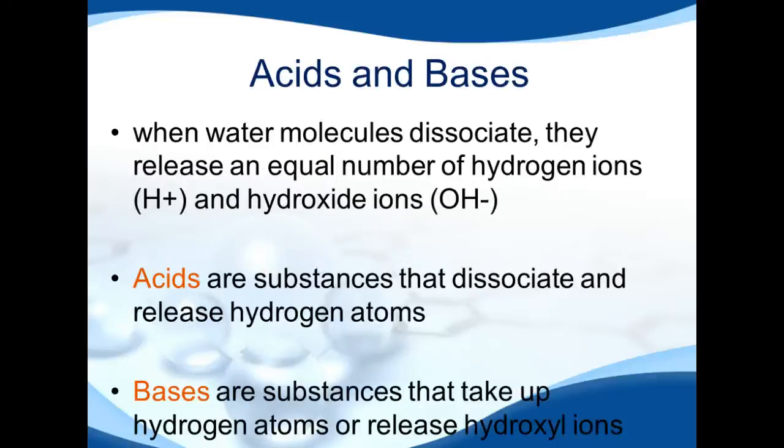Another thing that we have to consider, which is going to be important when we look at the different systems of the human body, are acids and bases. When you take water molecules and you dissociate them, or break them apart, they release an equal number of hydrogen ions, represented by a little H with a positive charge, and hydroxide ions, which is OH with a negative charge. Acids are substances that, when they dissociate, release lots of hydrogen ions. Bases are the opposite. These are substances that take up hydrogen ions or release hydroxide ions.